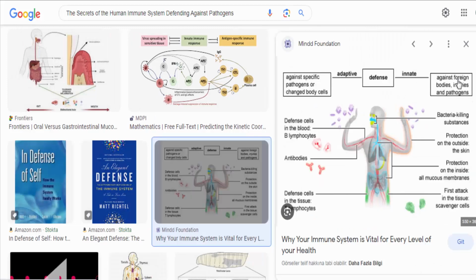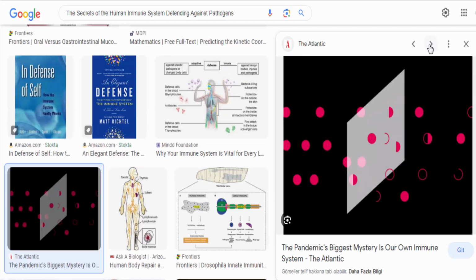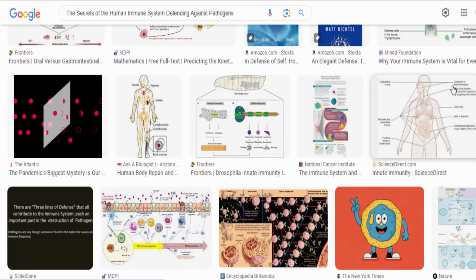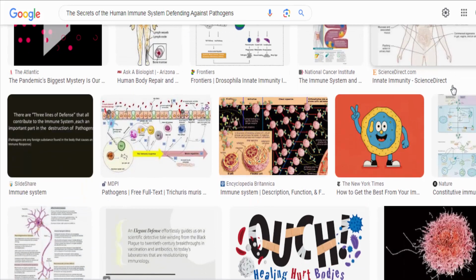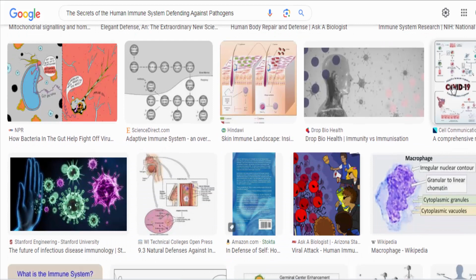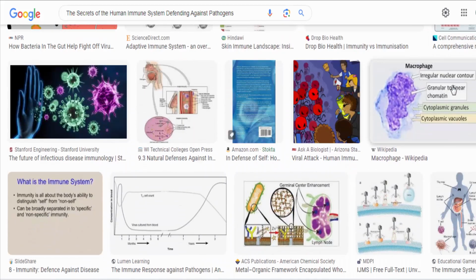Immunological memory. One of the remarkable features of the adaptive immune system is its ability to remember previous encounters with pathogens. After an initial infection or vaccination, specialized cells called memory cells are formed. These memory cells enable a faster and more robust immune response upon subsequent exposure to the same pathogen, leading to quicker elimination of the infection.